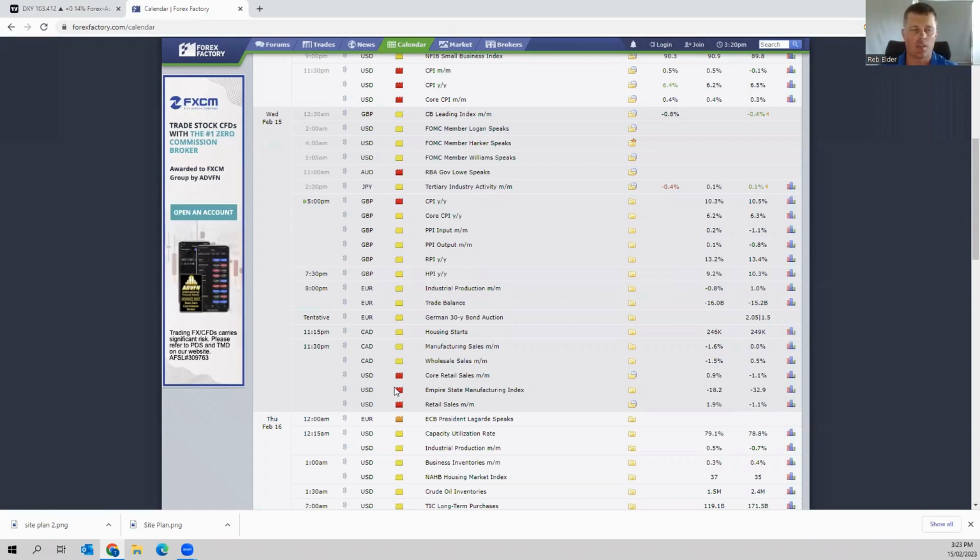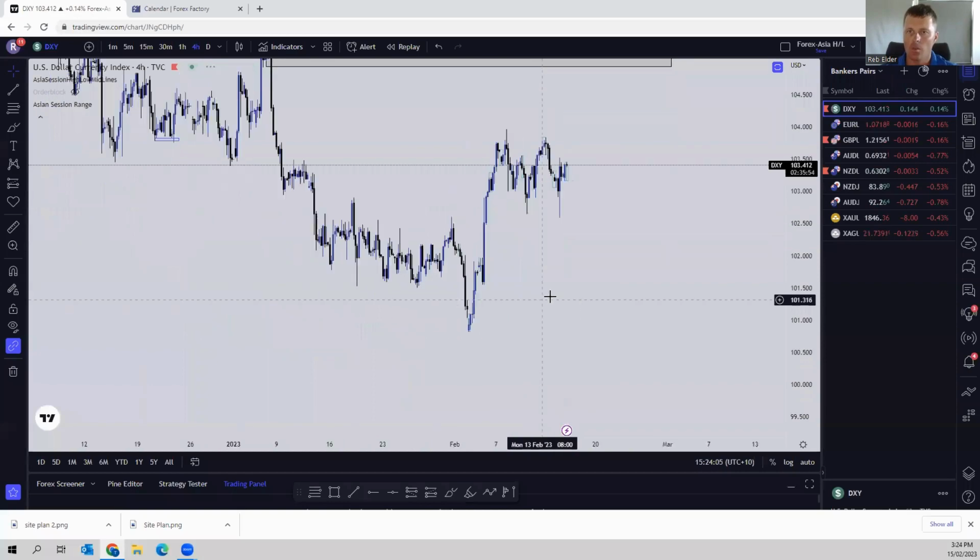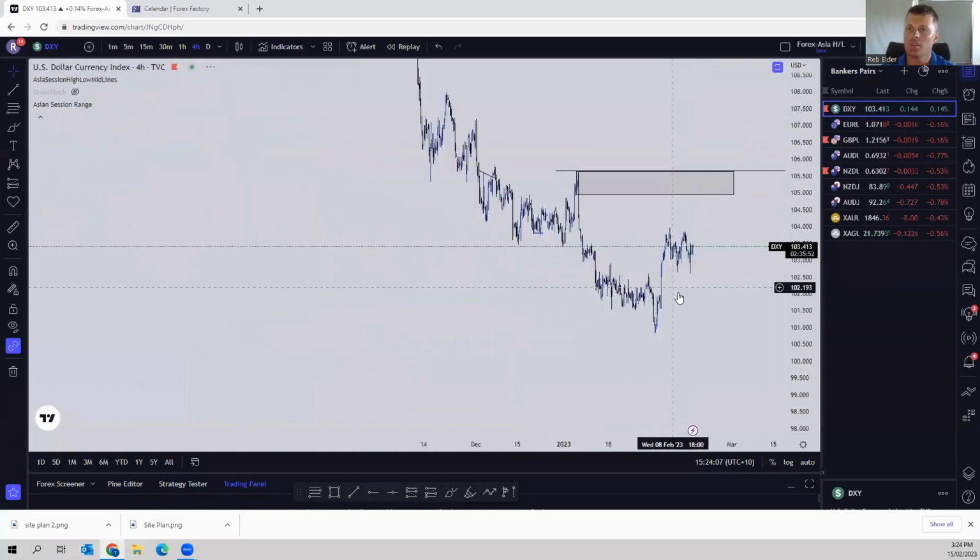And then at the start of the New York session, we have the core retail sales and the retail sales month on month coming out as well. So some more red news out of the US, which is obviously going to affect both the GU and the EU pairs. So just be a little bit mindful, if you are taking any trades today, just make sure you are in and out before the end of the London and the start of the New York session. So we're looking at the dollar at the moment.